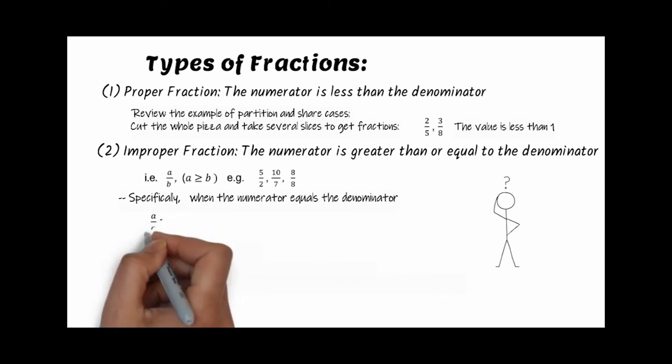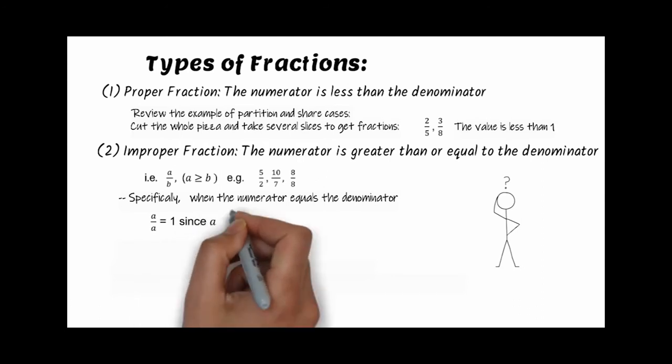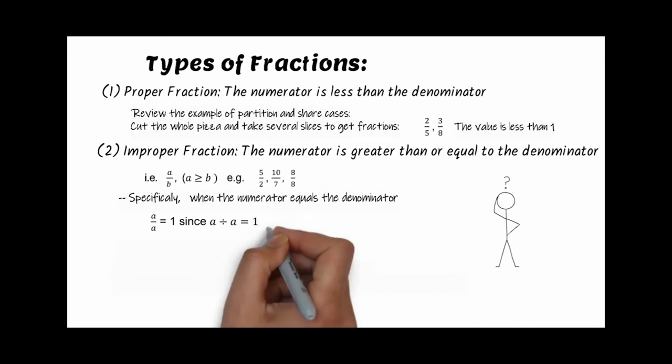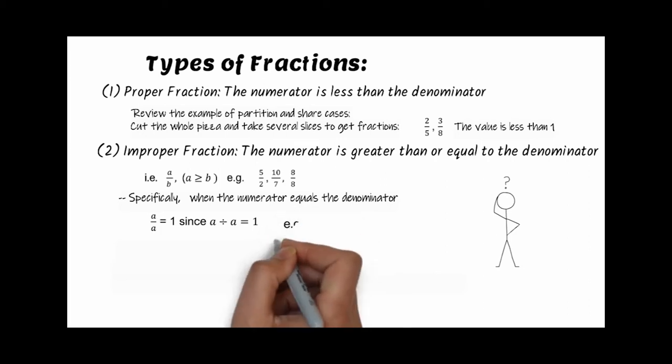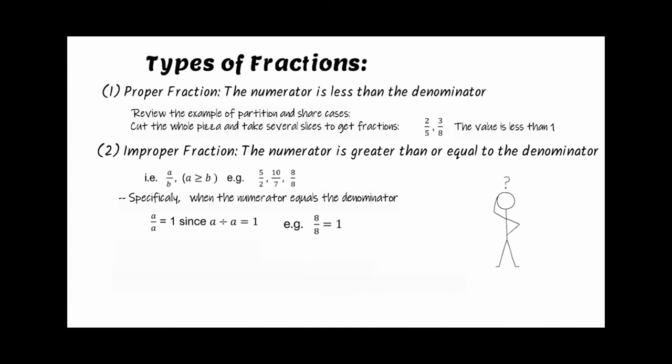So if we let a again represent any number other than 0, then a over a is equal to 1, since any number divided by itself is equal to 1. Now if we take an example, we let the letter a equal to the number 8. So 8 over 8 is equal to 1.